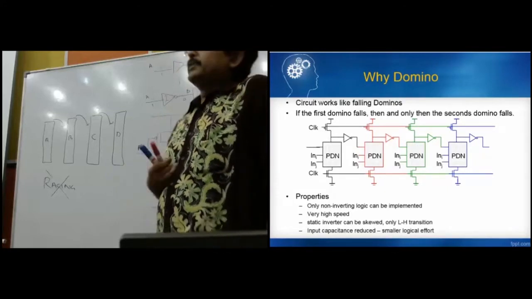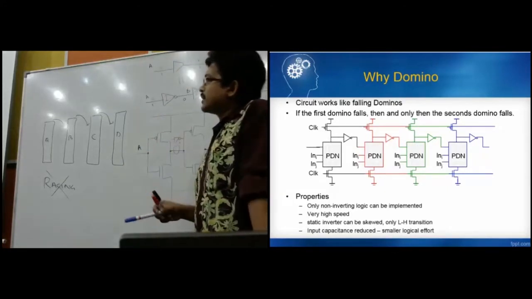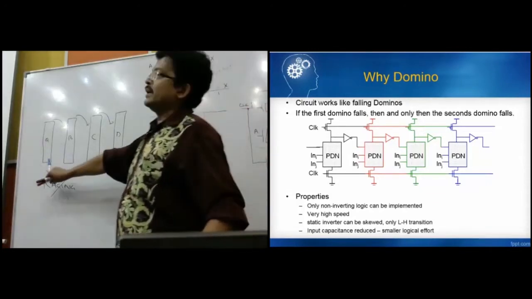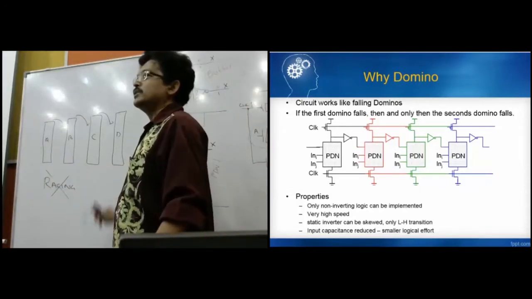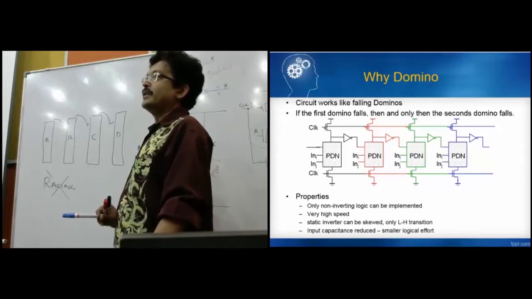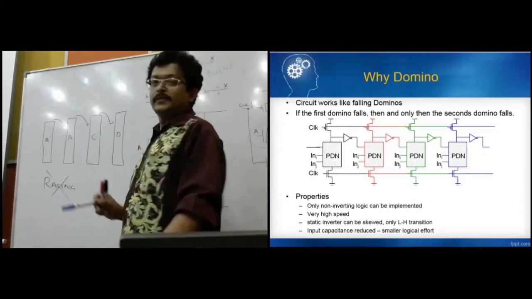Okay, ngapa domino? Sebab domino mengatakan bila selagi yang A tak jatuh, B tak akan jatuh, C tak akan jatuh, dia tak akan jatuh. Dia akan berturutan. Okay.